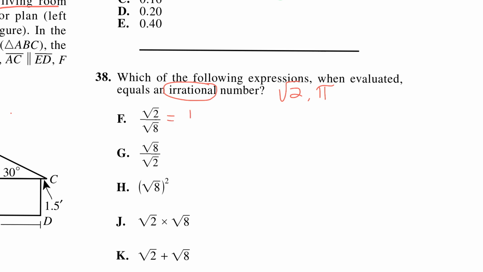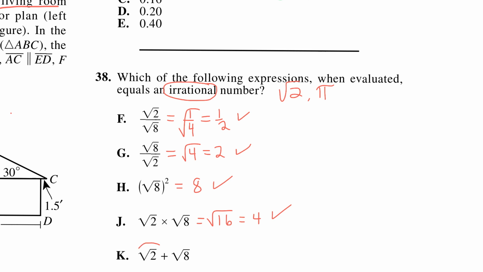Those are numbers that are irrational, cannot be written as whole numbers or fractions. 2 over 8 is 1/4, so this is square root of 1/4, which is just 1/2. That's a rational number. 8 divided by 2 is 4, square root of 4 is 2. That's a rational number. Square root of 8 squared is just 8. Square roots cancel. And 2 times 8 is 16, so this is square root of 16, which is 4. All of these are rational numbers. They're whole numbers or fractions. This one must be irrational.